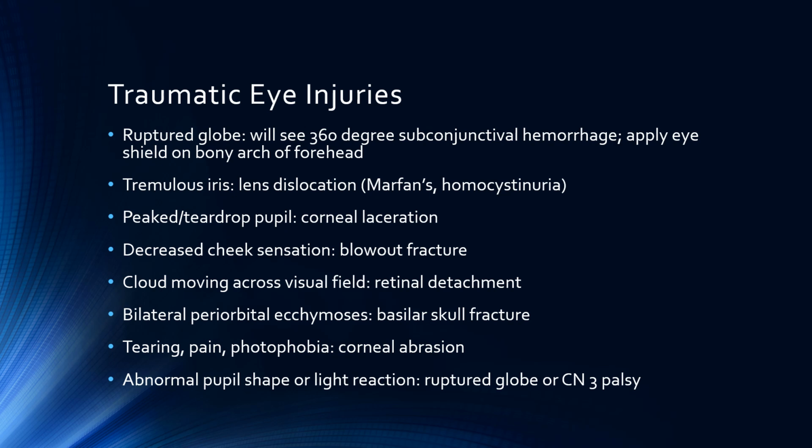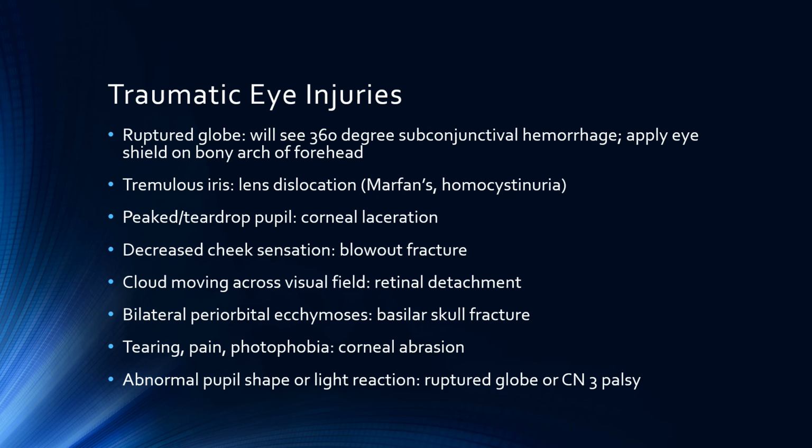Traumatic eye injuries include the ruptured globe, where you'll see subconjunctival hemorrhage all the way around the globe. You would apply an eye shield on the bony arch of the forehead to protect this while they're going to the emergency room. The tremulous iris suggests lens dislocation.